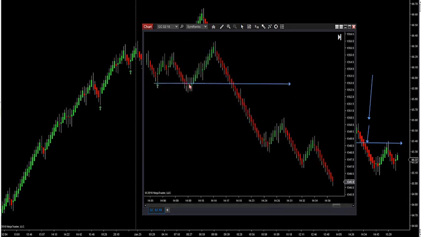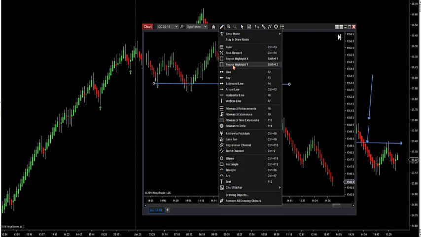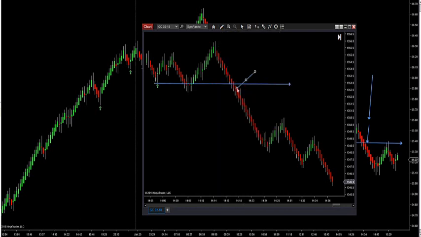There's your wicks. Close right on, close right on, close right on. Let's put it right on the low. There you go. Okay, so once it closed below market structure, there's your short right there.